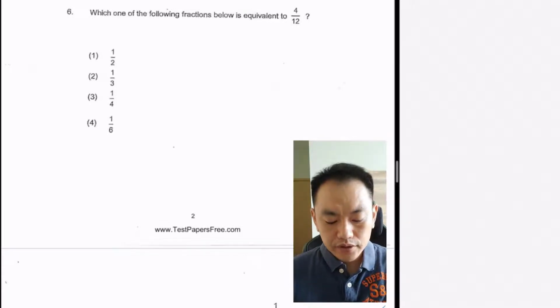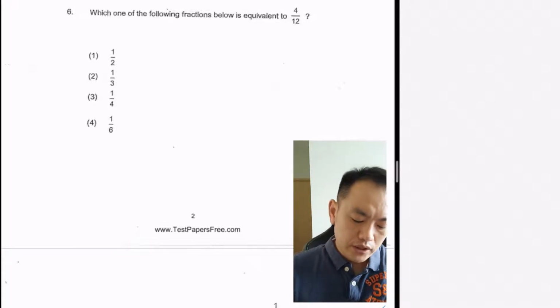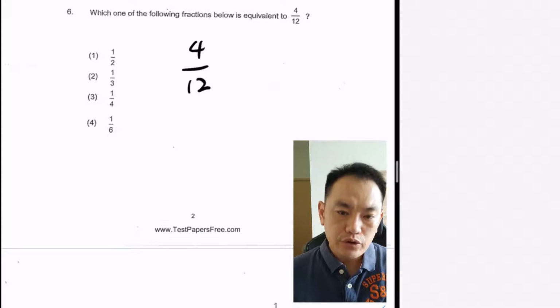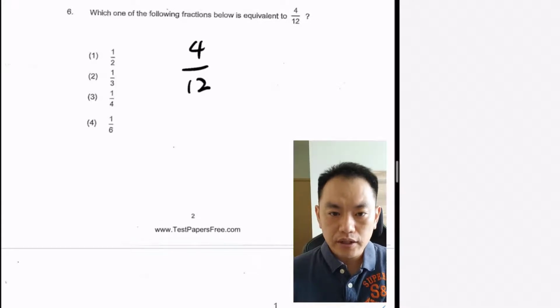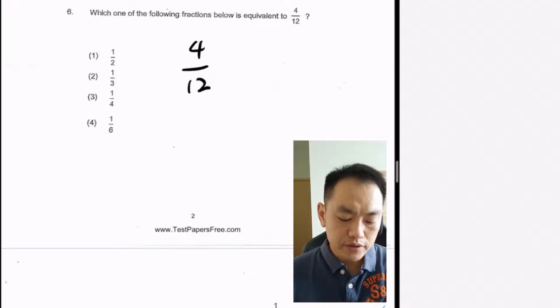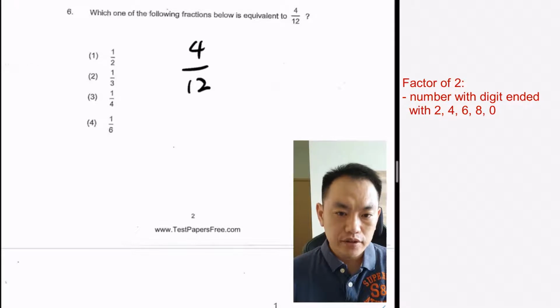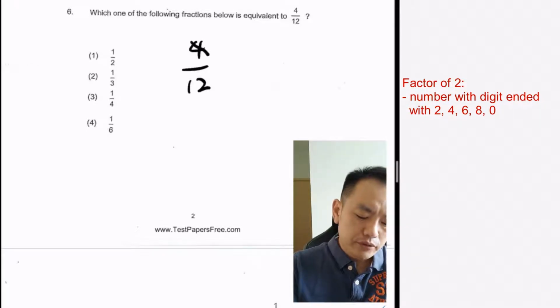Which one of the following fractions below is equivalent to 4 over 12? So let's try to simplify the number. Between 4 and 12, is there any common factor? If there is a common factor, we will be able to divide both numbers by the common factor. That's how we do the simplification. Both 4 and 12 end with an even number, which means they have a factor of 2. So 4 divided by 2 is 2, and 12 divided by 2 becomes 6. So it's equal to 2 over 6.